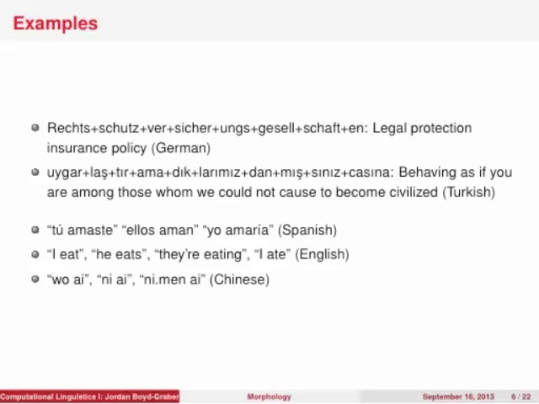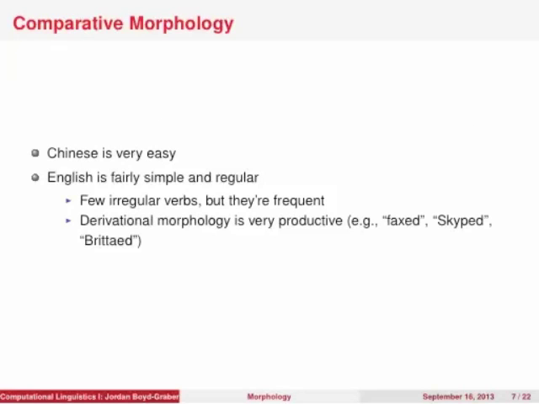Some languages have richer morphologies than others, so Spanish has a lot of conjugations. English, for some words, does have some inflectional morphology, so I eat, he eats, they're eating, I ate, showing different tenses and number. Whereas other languages like Chinese have no inflection whatsoever. And so that makes Chinese relatively easy in terms of morphology. You don't have to do anything.